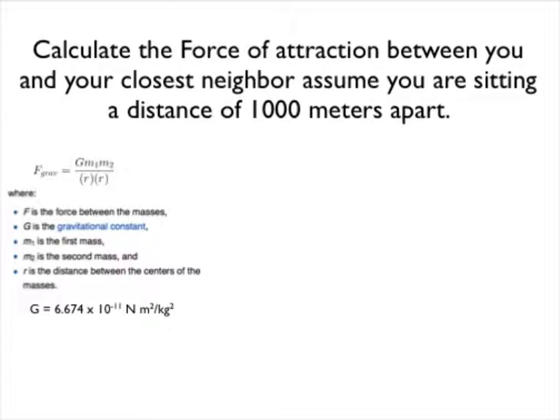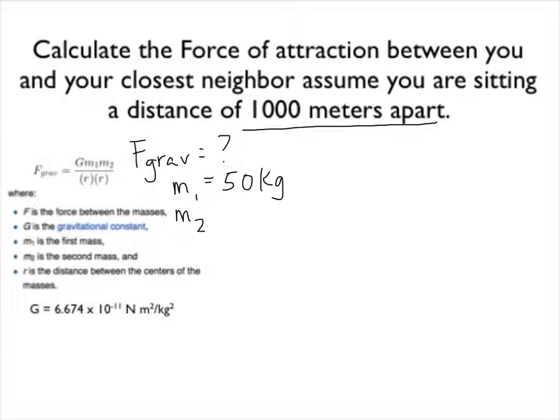So now let's look at what happens when the distance between you and your neighbor changes from 1 meter, which is what it was in the previous problem, to now being 1,000 meters apart. So we're still calculating F grav. Our mass 1, my mass, is still 50 kilograms. The mass of my neighbor, mass 2, is still 50 kilograms. Except now the distance, or R, is going to be 1,000 meters.